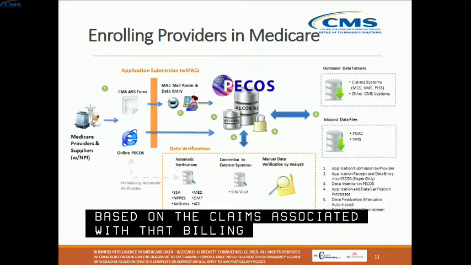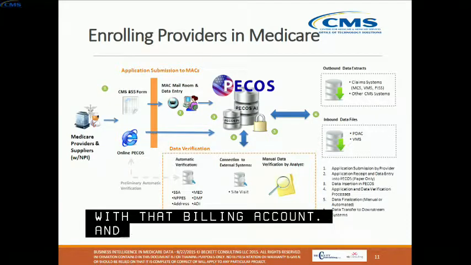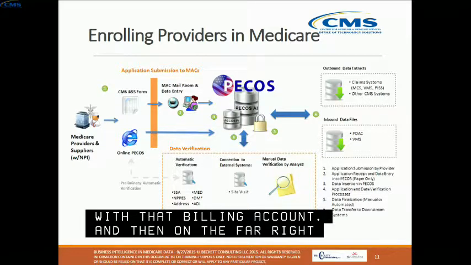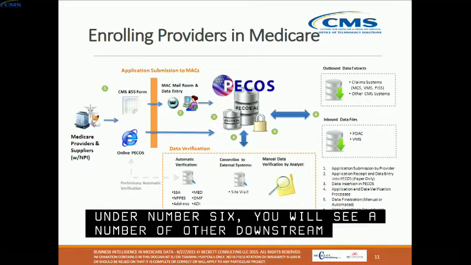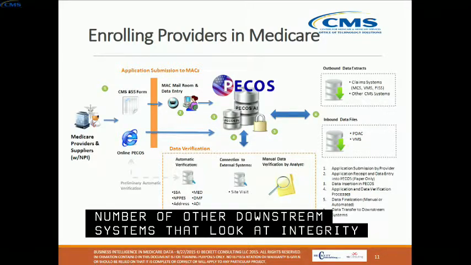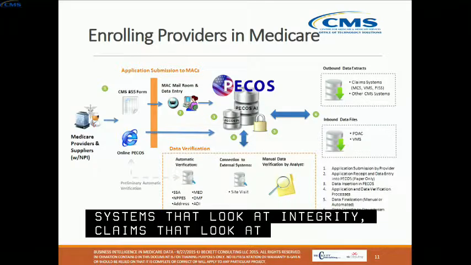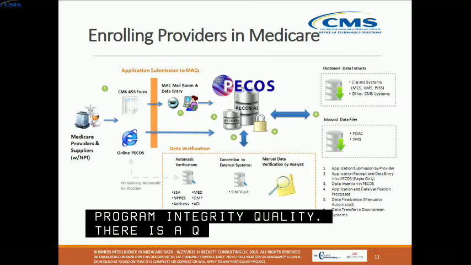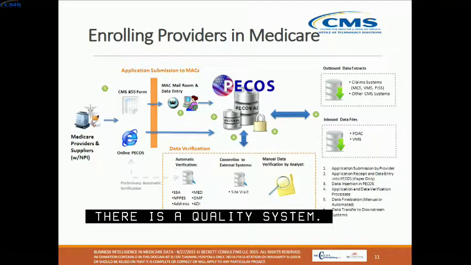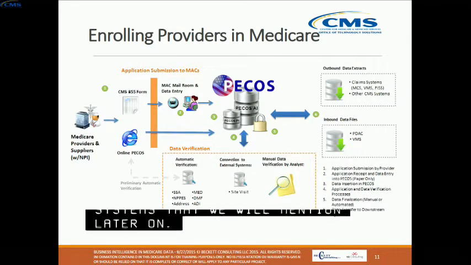And then on the far right here, under number 6, you'll see the PDAC and VMS, a number of other downstream systems that look at the integrity of claims, that look at performance, and deal with other aspects of program integrity and quality. There's a quality system, and other downstream systems that we'll mention later on. So let's move on.